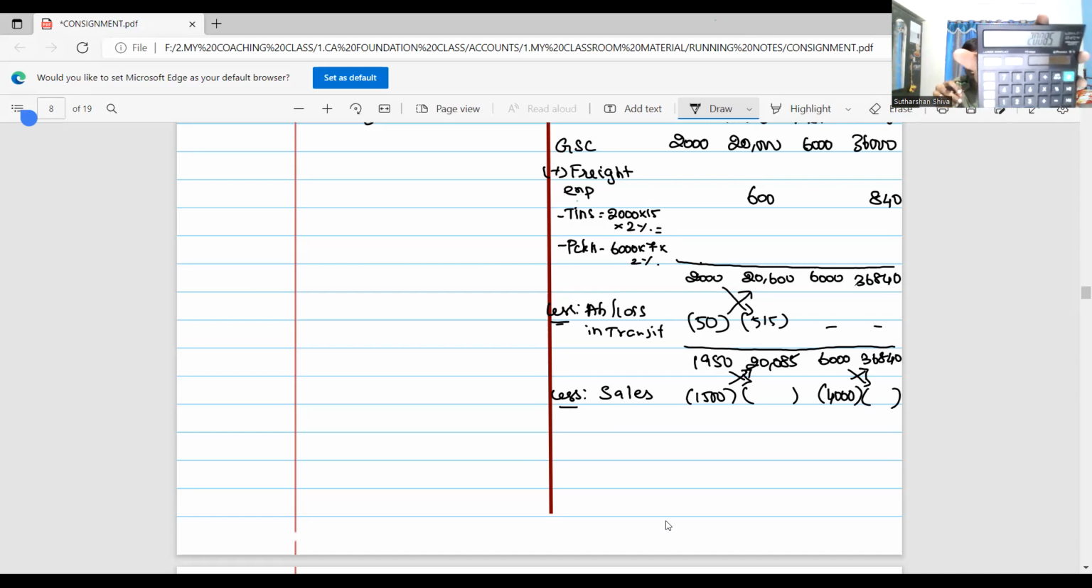20,085 into 1,500 divided by 1,950. You will get 15,440. Check it in your calculator. 15,450. Then minus 20,085. You will get 4,635. You will get your answer 4,635, and this is 450.